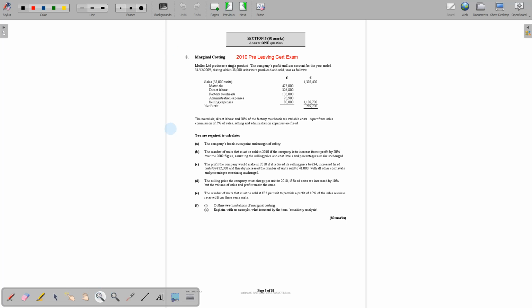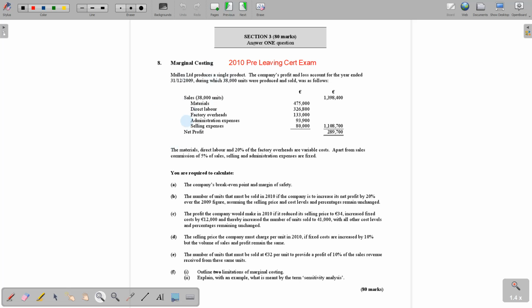So how do you lay this one out? Well, this one is a pre-Leaving Cert exam paper from 2010. There's not loads of marginal questions out there, or full marginal questions anyway. So what we do is we read the question for 2 or 3 minutes. We have the company produces a single product. The company's profit and loss account for the year ended the end of 2009.